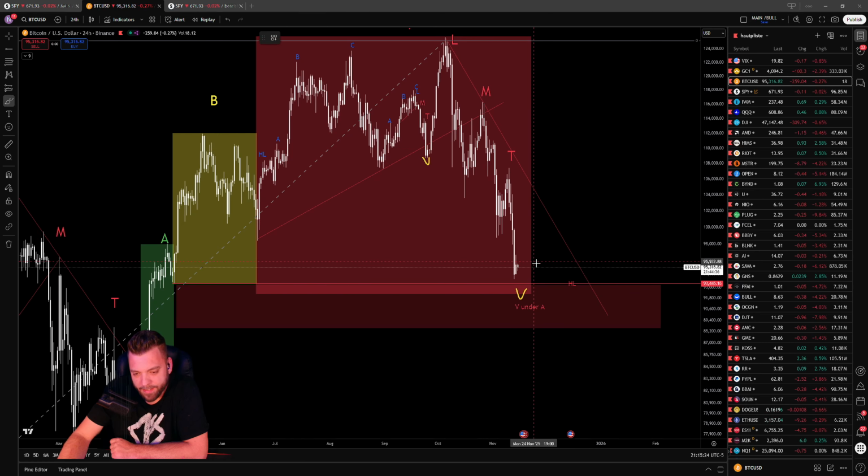And in this case, the 0.5 line was here, and we could bounce a little bit over it. A V under A is a V under A, simply as that. But the thing is, we could easily do that tomorrow. Sunday is always the day for crypto.